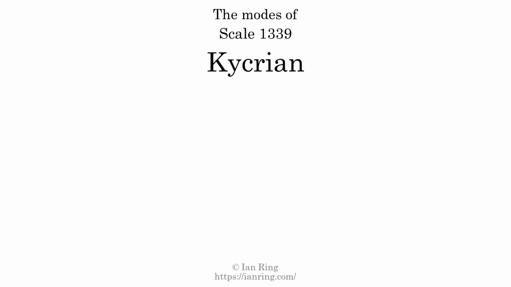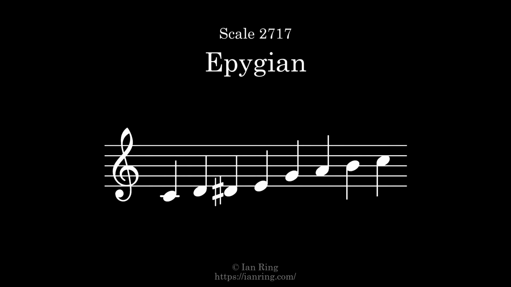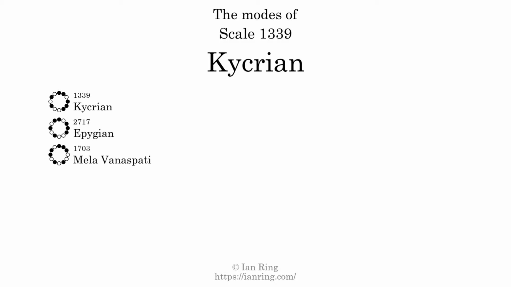This scale has 7 modes. The first mode is itself. The second mode is scale 2717, also known as a pigeon. It sounds like this. The third mode is scale 1703, also known as Myhill Property. It sounds like this.